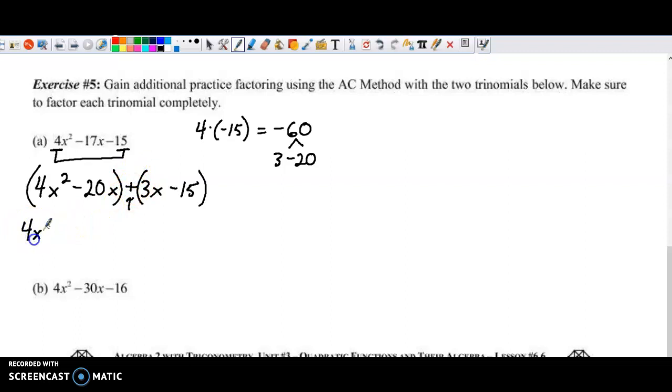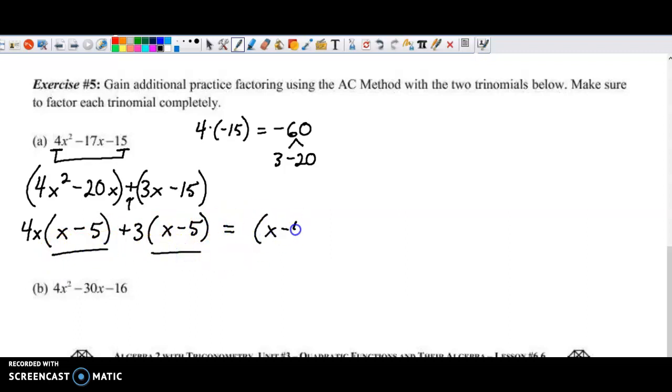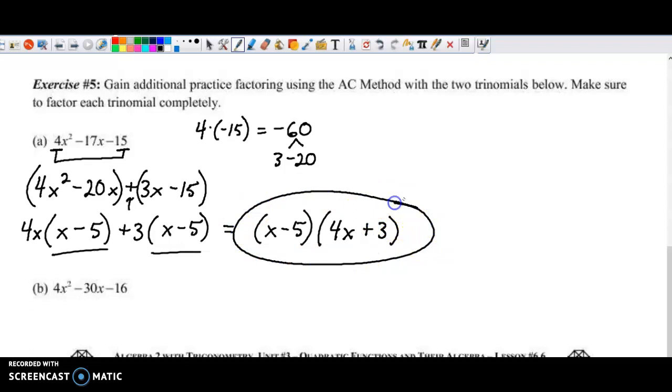So we have a greatest common factor of 4x. You're left with x minus 5. Greatest common factor with the next piece is 3 with another x minus 5. And you know you're doing it correctly when these two things are the same. So you write that once. And then your other piece of 4x and 3. That's your final answer. Double check it's right. By all means, FOIL it out. X times 4x is 4x squared. The outside is 3x. Inside is -20x. Yeah, that was -17x. And your last term of -5 times 3 is -15.